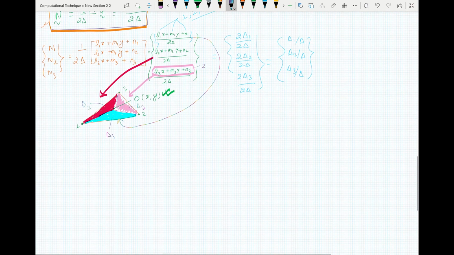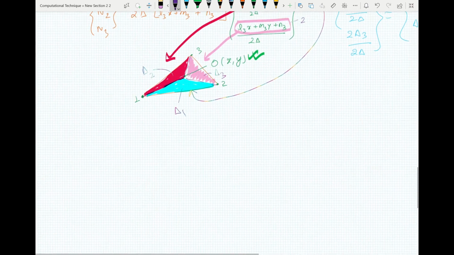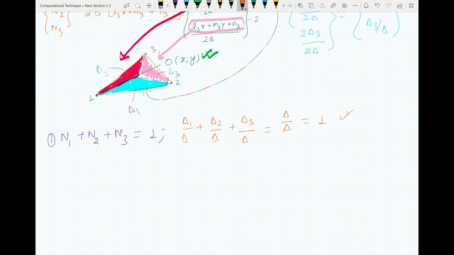Let's check the properties of our shape functions. Our first property that should match is n1 plus n2 plus n3 should be equal to 1. If you add those up, delta 1 plus delta 2 plus delta 3 is the whole triangle. That means it is delta by delta that equals 1. Now this condition is satisfied.